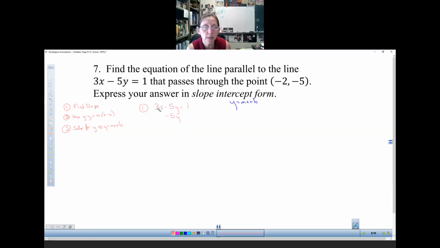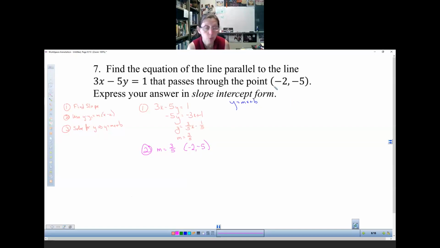We're going to subtract 3x from both sides, all right? And then we're going to divide both sides by -5, and that's going to give me a positive 3/5 x, and then minus 1/5. So my slope is 3/5. That's the first thing, done, okay? Does anybody have a question as to how I got the slope?